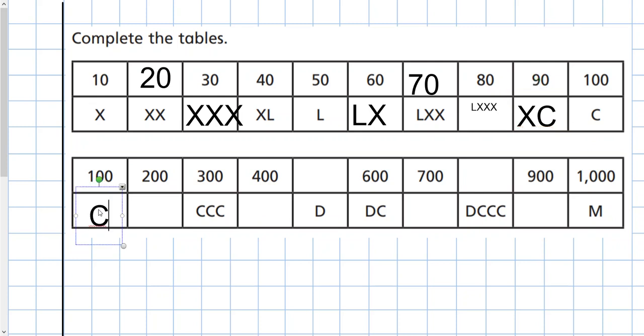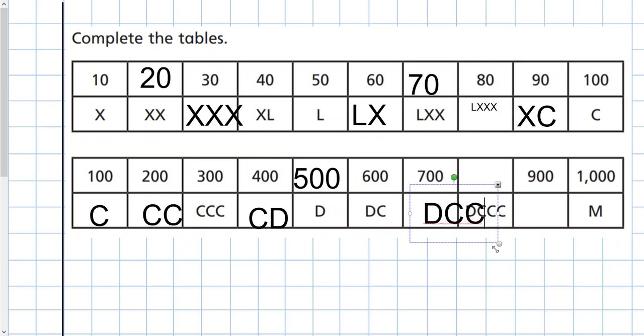Here I will need 100, and here 200. 400 is 100 before 500, and D is 500. 700 is 500 and 2 more hundreds. I've got 500 and 3 more hundreds, which gives me 800. And here I have 900, which is 100 before 1,000. Did you get them?